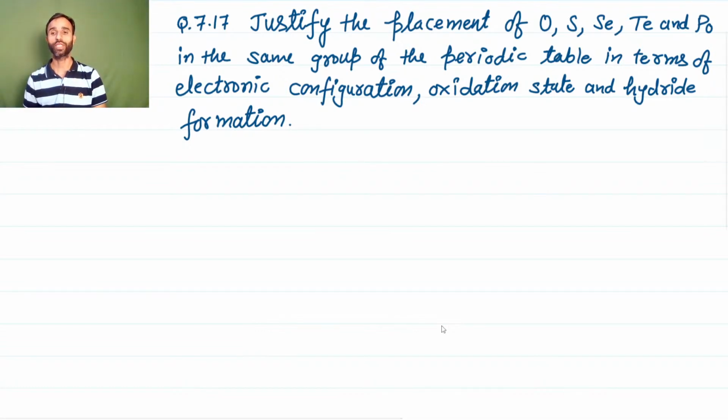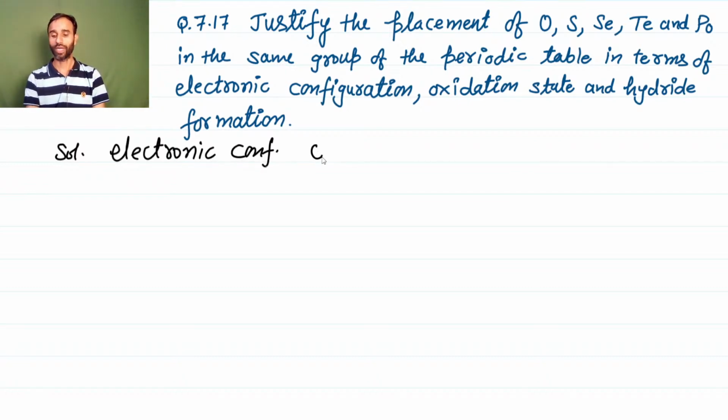Next, justify the placement of oxygen, sulfur, selenium, tellurium, and polonium in the same group of the periodic table in terms of electronic configuration, oxidation state, and hydride formation. Okay, so beta, first thing, electronic configuration. So if we compare the electronic configuration of oxygen, sulfur, selenium, tellurium, and polonium.